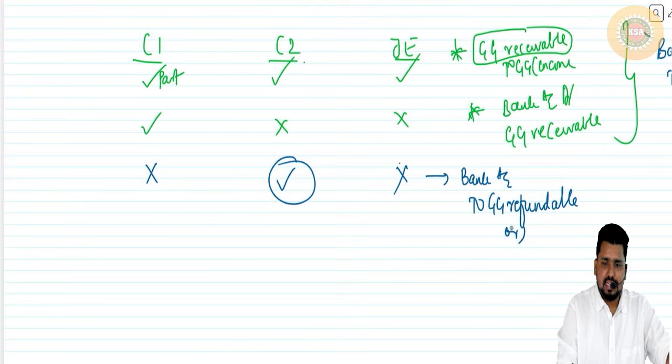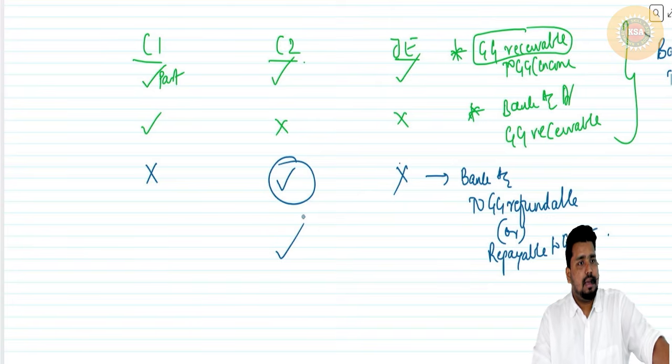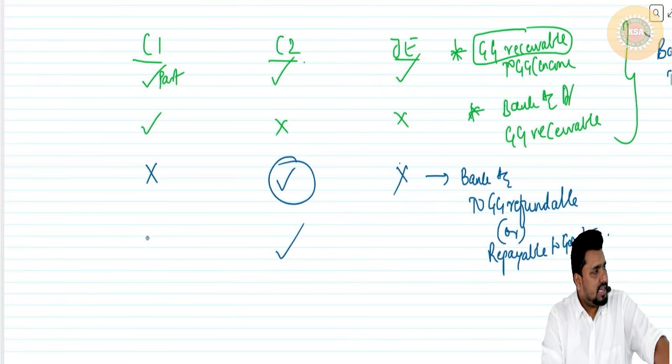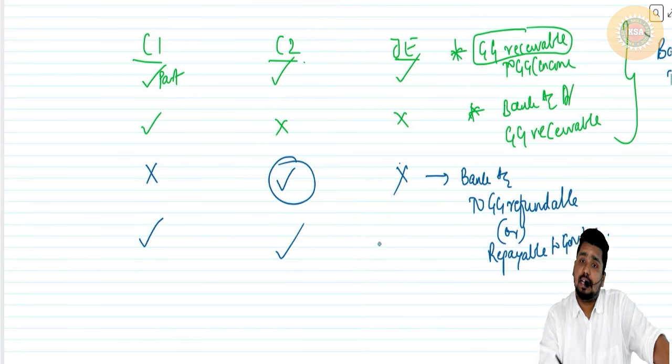Even you can write it as repayable to government. Anything you can write. Clear or not clear? Sir, I have received the amount, and I am also reasonably certain. Okay, I have reasonable assurance that I'll satisfy the condition. Then can we pass the journal entry or not? We can pass the journal entry.